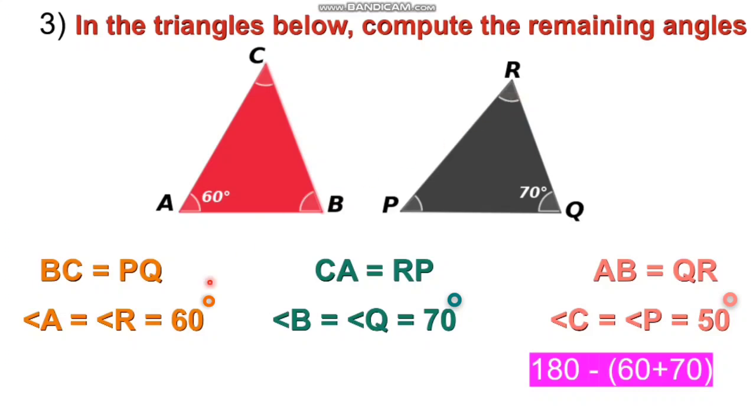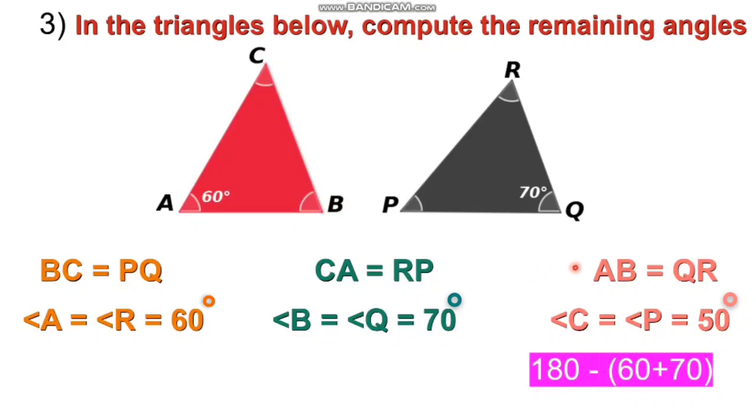Now the next equal sides given in the question: CA equals RP. Opposite of CA, angle B. Opposite of RP, angle Q. So those two are equal. Angle B and angle Q are equal. In the question, angle Q is given as 70. So angle B is also 70 degrees.